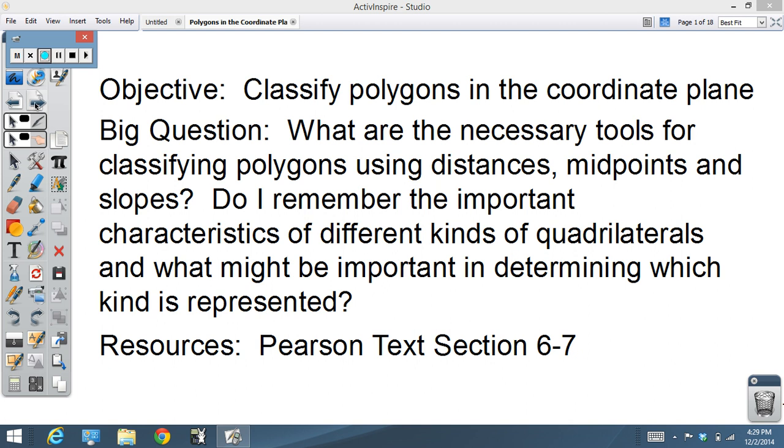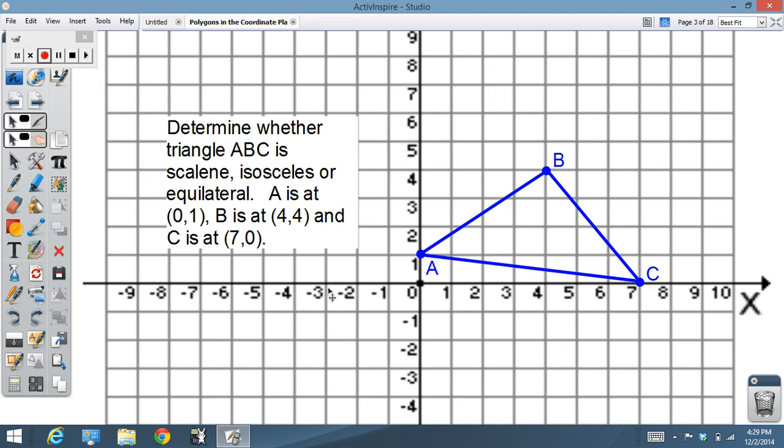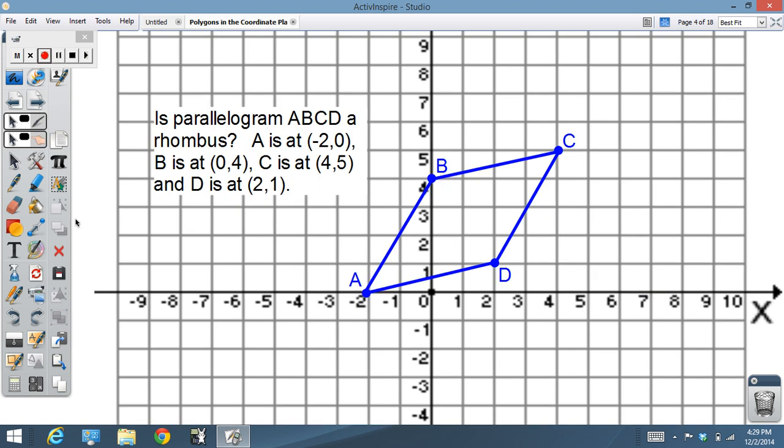This is out of our text section 6-7, and here's what it's all about. You're going to have problems that look like this. Can you tell whether triangle ABC is scalene, isosceles, or equilateral? So I'm going to let you think about that one, and we'll answer that question a little bit later. Another example of a problem you might have is, can you tell if parallelogram ABCD is a rhombus? What kind of tools would we need to find that one to determine whether that's true or not?